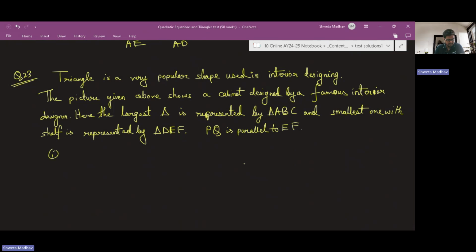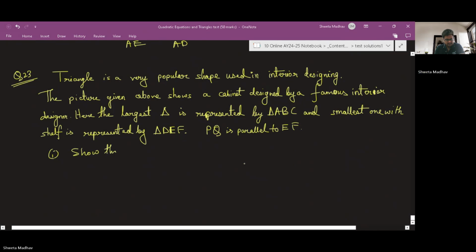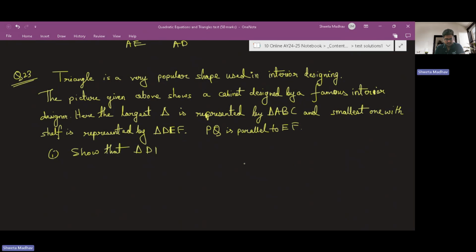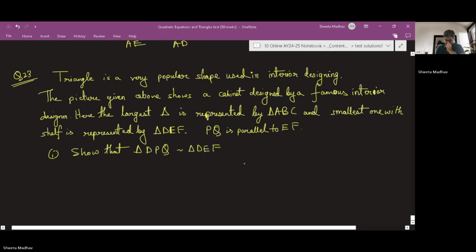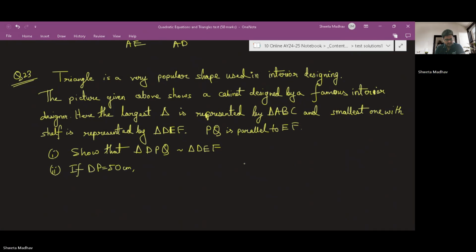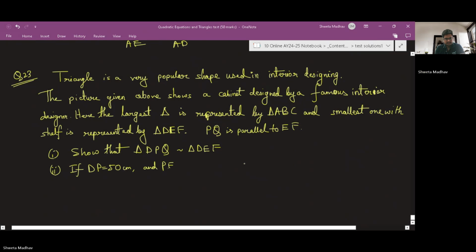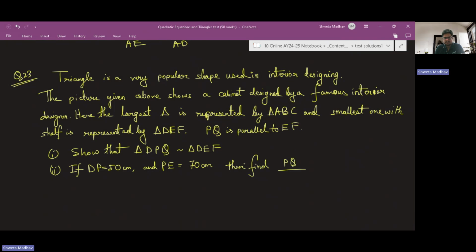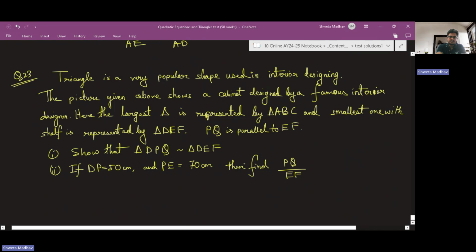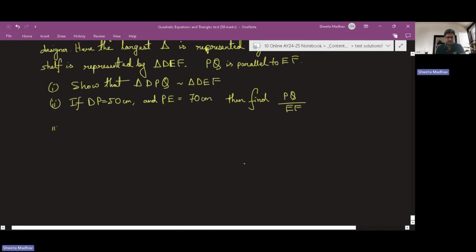Then the first part is being asked: show that triangle DPQ is similar to triangle DEF. Second, if DP equals 50 centimeter and PE equals 70 centimeter, then find PQ by EF.